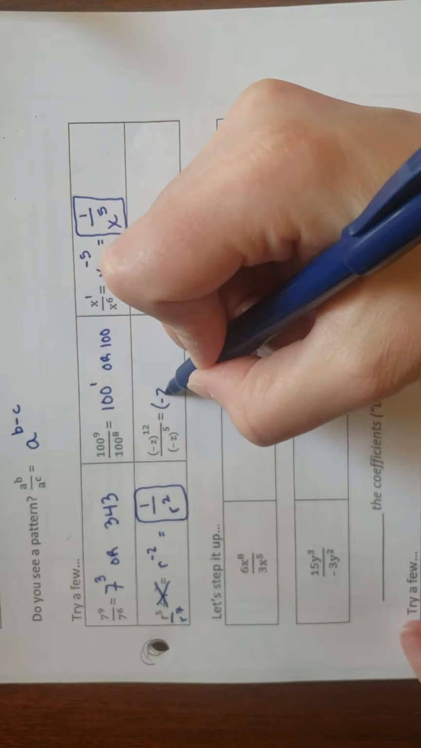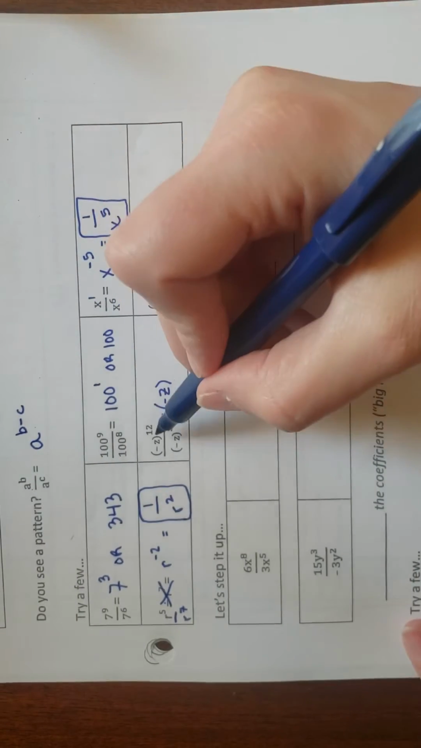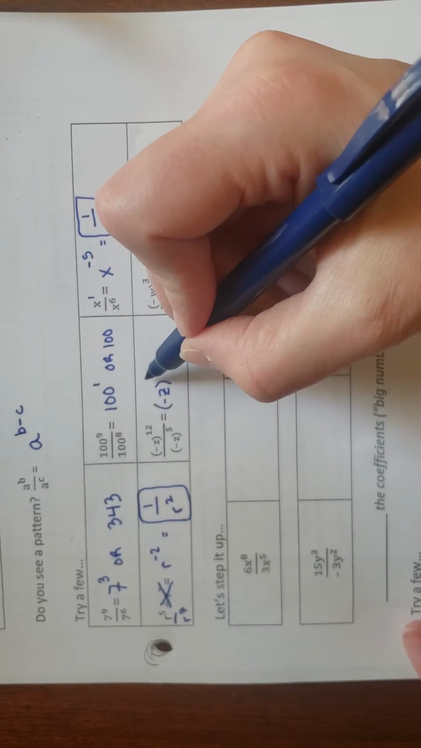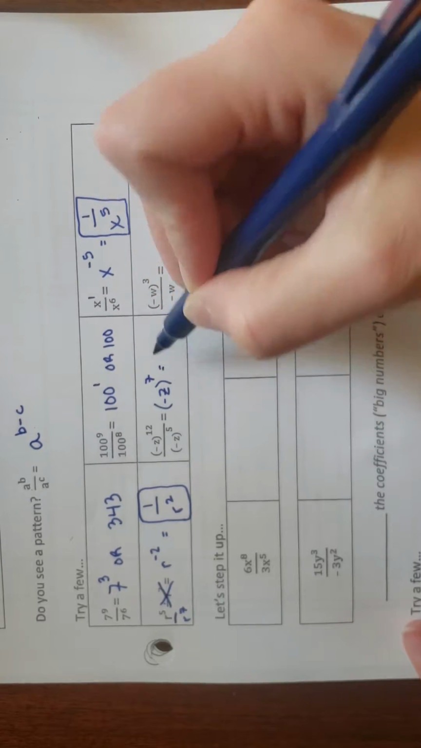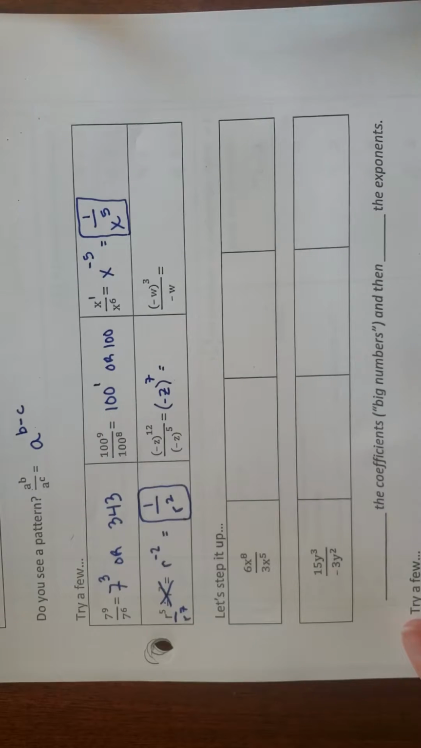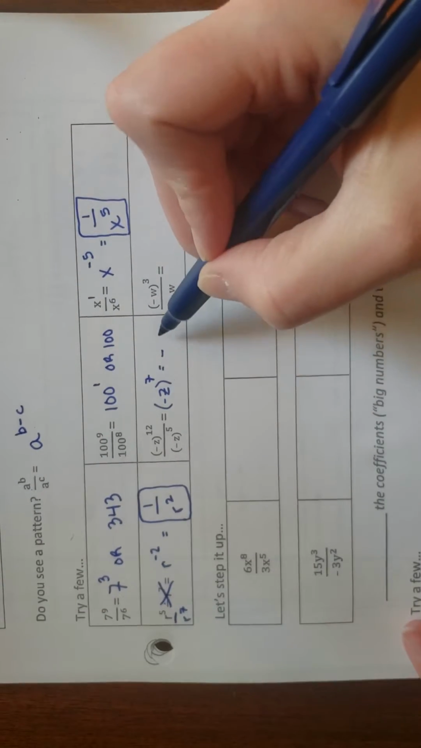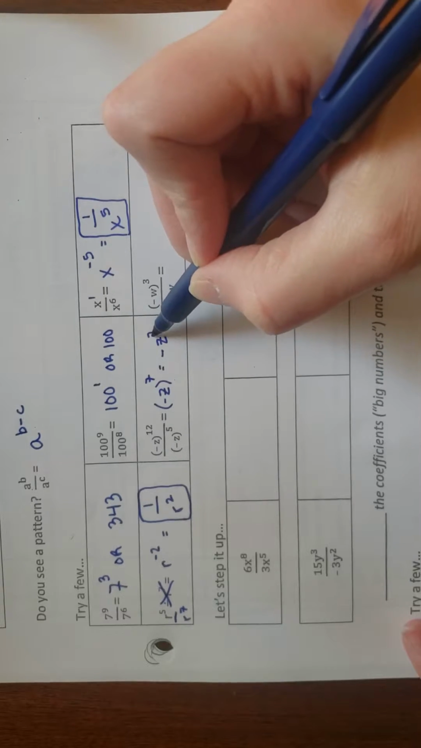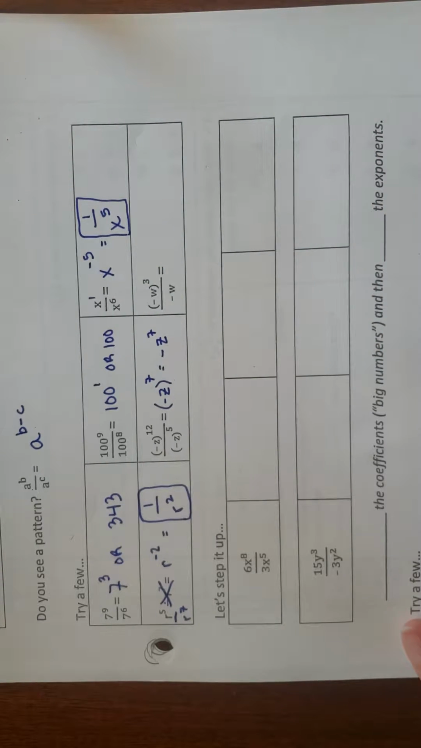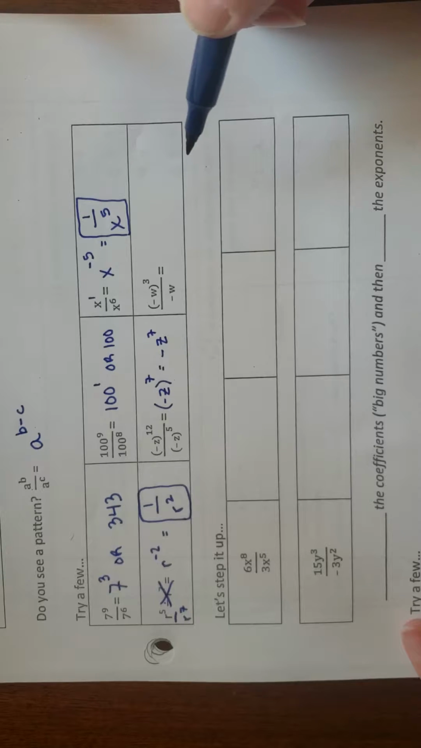This base has parentheses and a negative. 12 minus 5 is 7. Now, do you remember what to do with this? I have an odd exponent, so my result is going to be negative c to the 7th. If my exponent had been even, that would be positive.